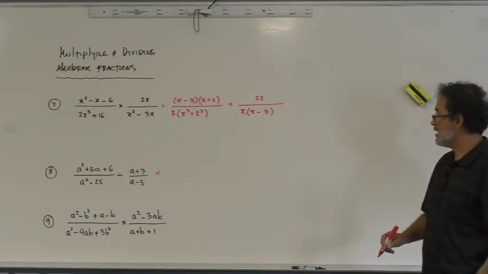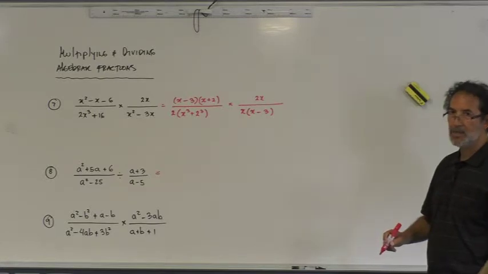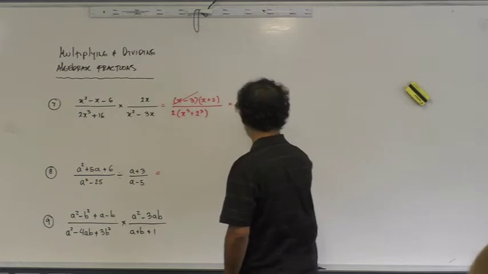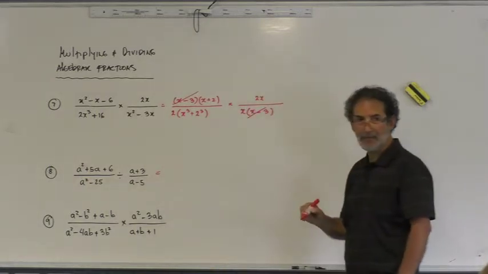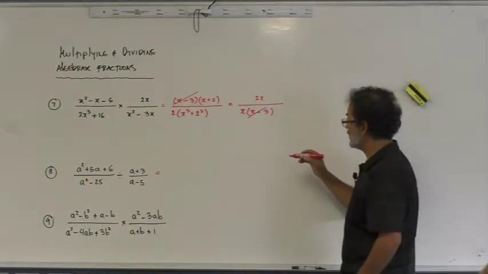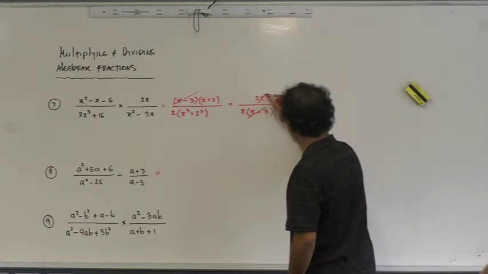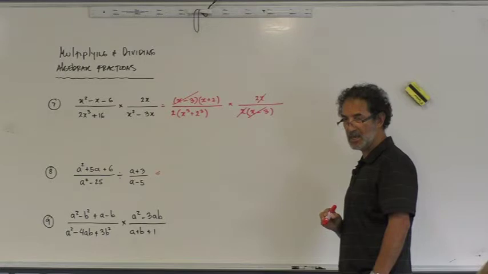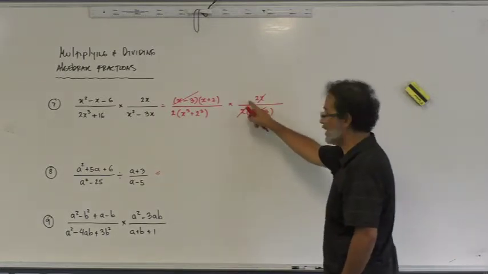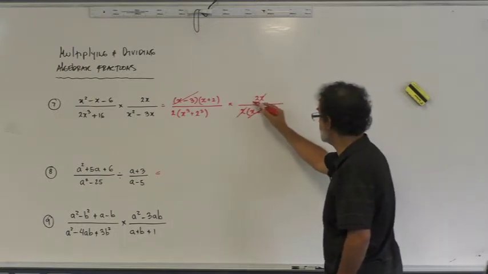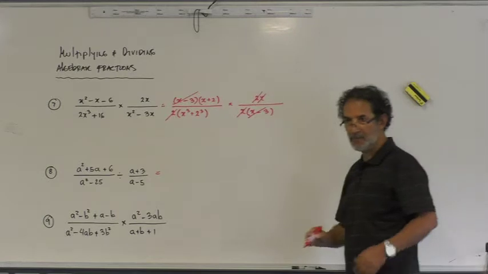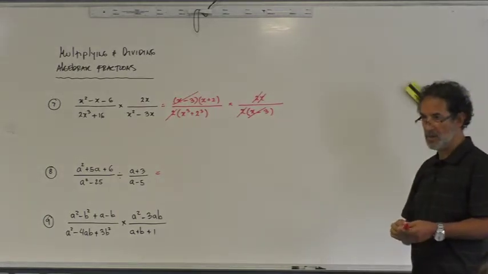Okay, so you can see we can already eliminate this factor with that one. Can you see that? Can you see that we can also eliminate this x with that x? Yes. And also, can you see that we can get rid of this 2 with that 2 in there? And then you can get rid of the x.